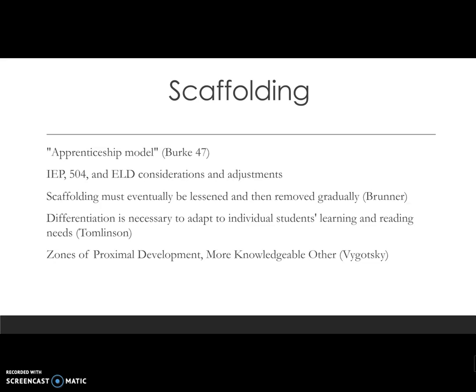And then we got the more knowledgeable other theory from Vygotsky, which I think is kind of a corollary to the master and apprentice model, where you learn by doing and you watch someone else do it. It's the I do, we do it together, you do it with my help, and then you do it on your own kind of model.